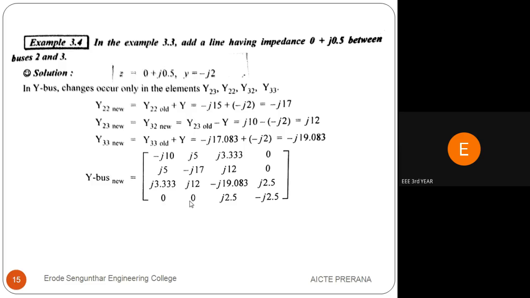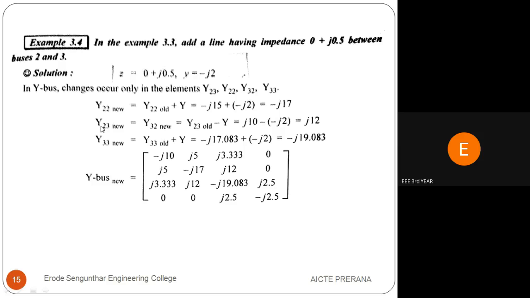That is its impedance value, which should be converted to admittance. For that admittance conversion, Z is equal to j0.5. Then Y is equal to 1 by Z. So 1 by Z will be 1 by j0.5. Then we will get the answer, 1 by j comes out, we should put minus, so minus j2. That value is added with Y22. So minus j15 plus j2, we will get minus j13.